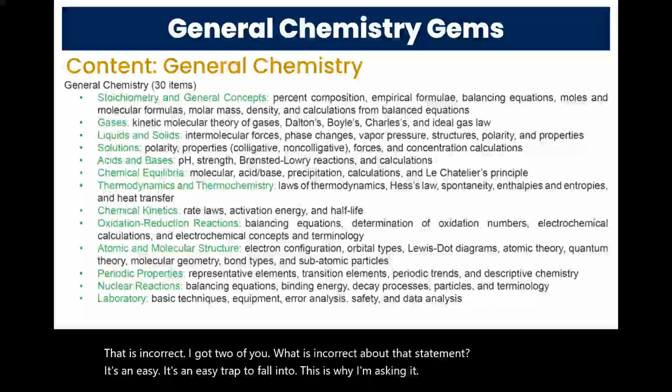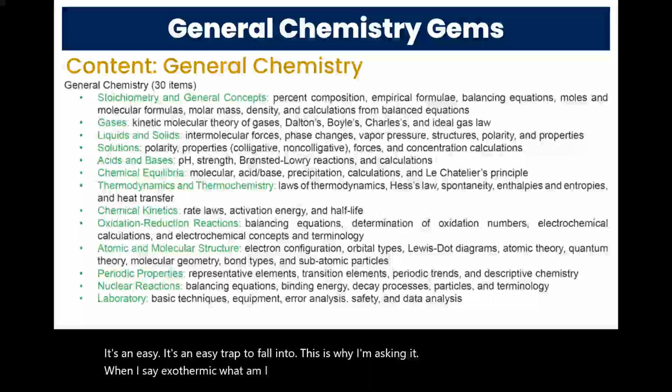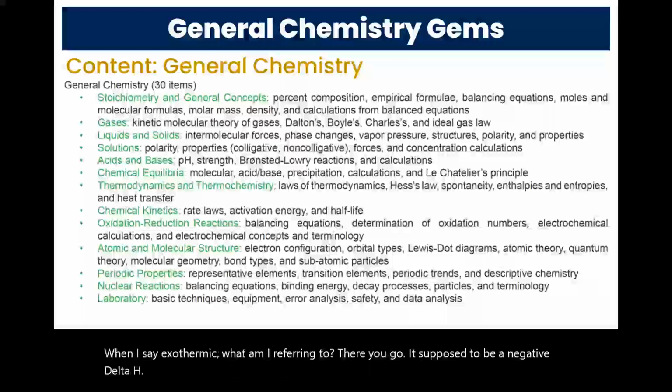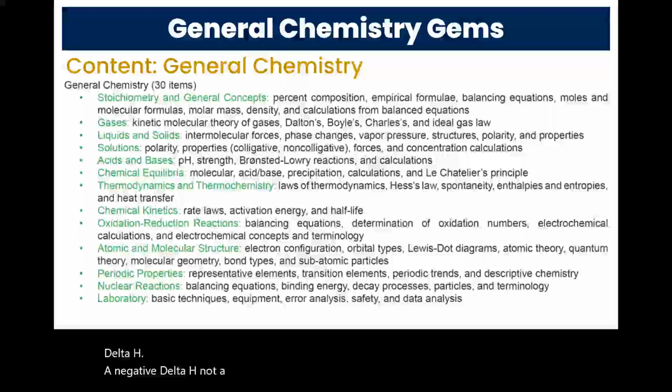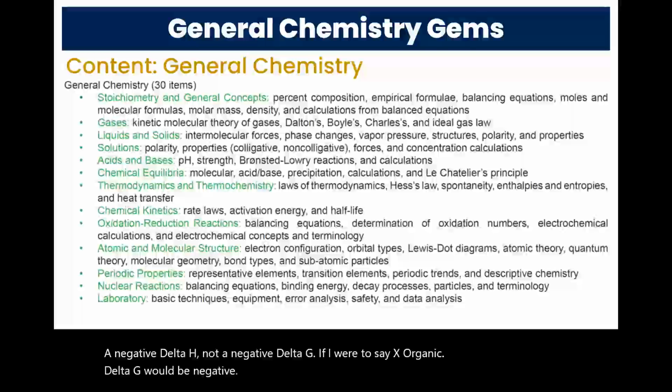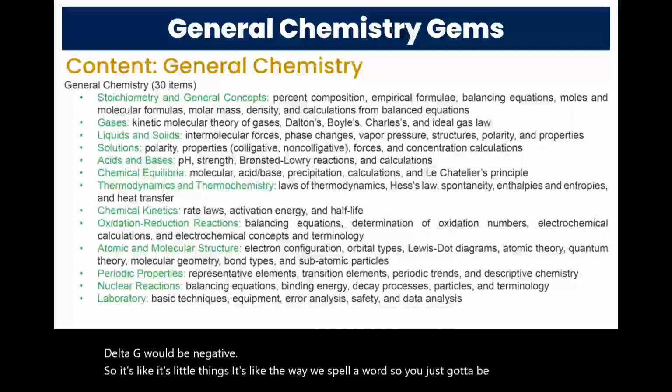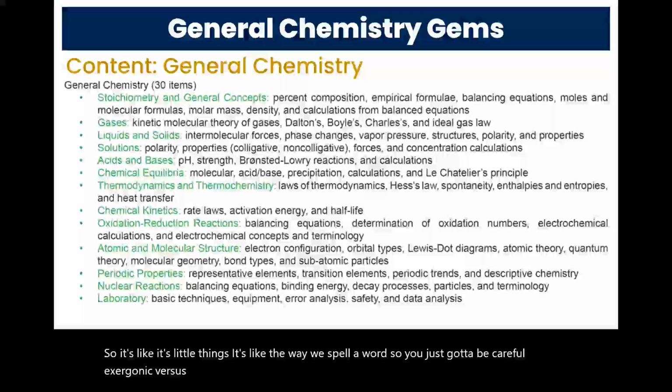When I say exothermic, what am I referring to? There you go. It's supposed to be a negative delta H, not a negative delta G. If I were to say exergonic, delta G would be negative. So it's little things, like the way we spell a word. So you just gotta be careful. Exergonic versus exothermic look a lot alike, but they mean different things. So re-up yourself with that kind of information.